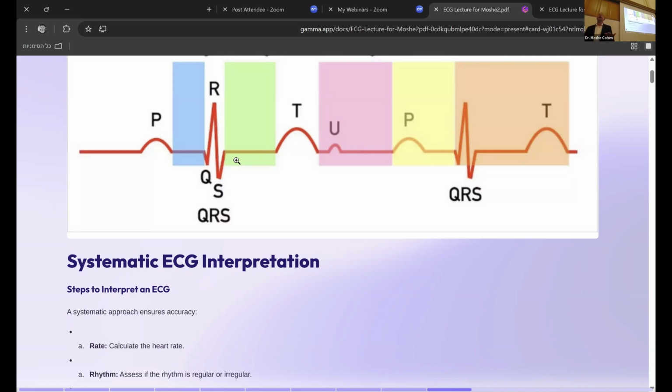And you can also divide it according to where the pace is coming from. We crudely divide it into supraventricular tachycardia, coming from the atria, or ventricular tachycardia. Which one is more dangerous? The ventricular tachycardia, of course, is more dangerous because it can develop into what? Into ventricular fibrillation, which is lethal unless treated very quickly. What do we do in case of ventricular fibrillation?